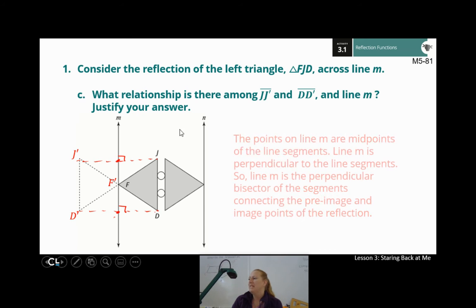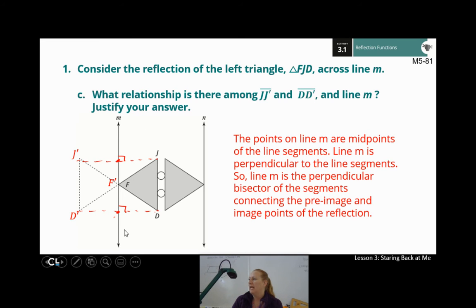So what this means then, since points on line M are midpoints of each of these segments, and line M is perpendicular to the segments, line M, and this is the big one here, maybe I'll even highlight it, line M is the perpendicular bisector of the segments. Yeah, line M is the perpendicular bisector that connects your pre-image and your image points.